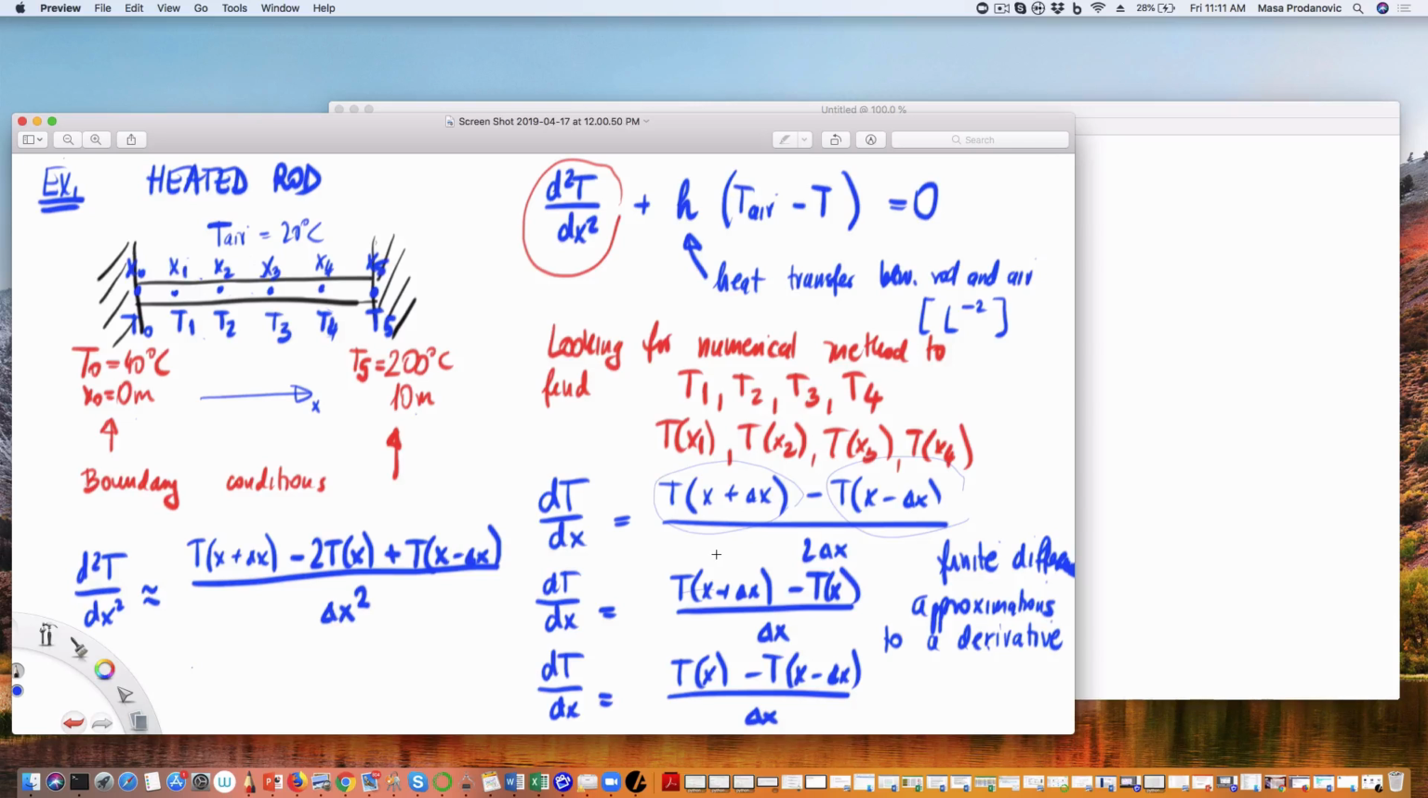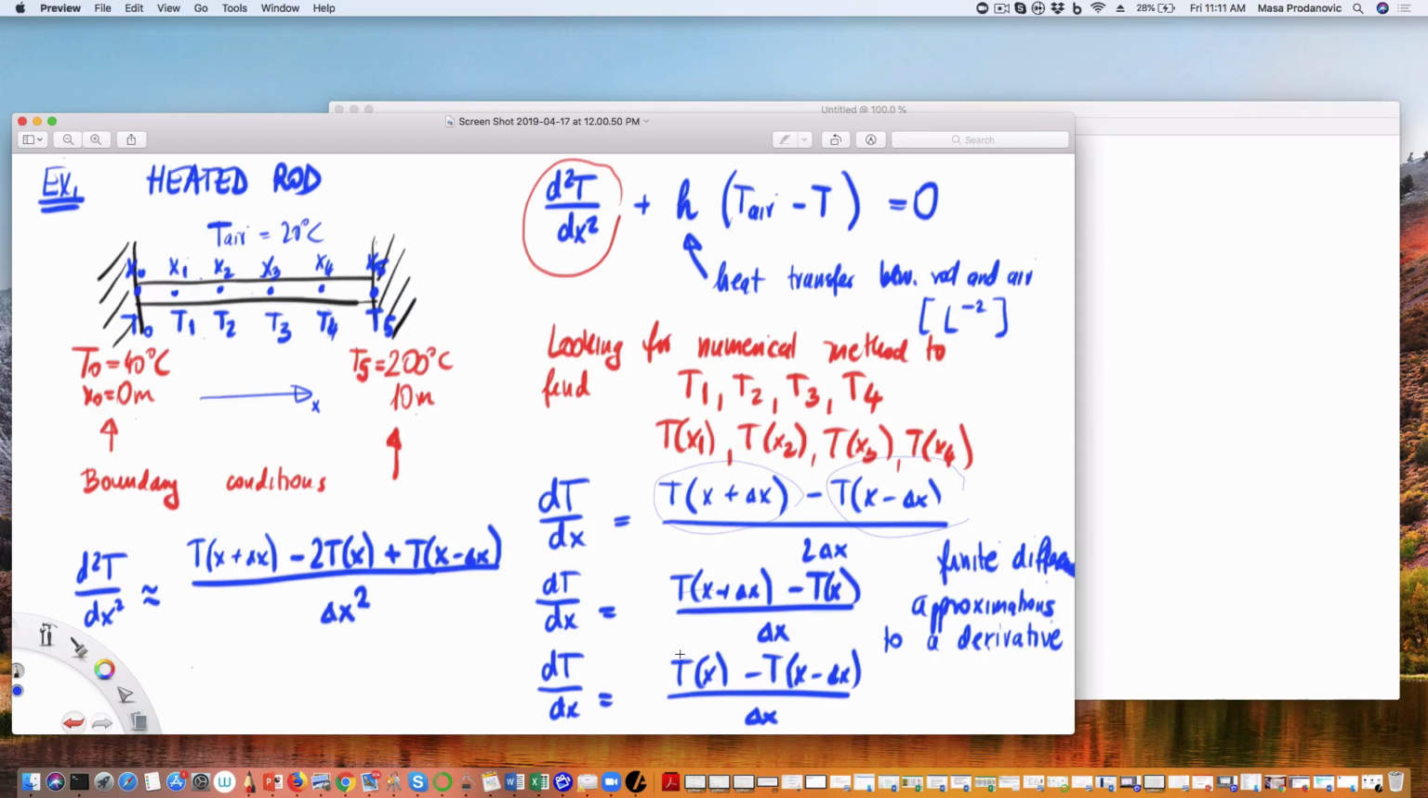X is in the center, t of x plus delta x is on one side, t of x minus delta x is on the other side. I could also have a so-called forward difference. So basically, I'm just looking at t of x plus delta x minus t of x itself divided by delta x, or the backward difference, t of x minus t of x minus delta x divided by delta x. So these are all approximations to the derivative. They're called so-called finite differences.